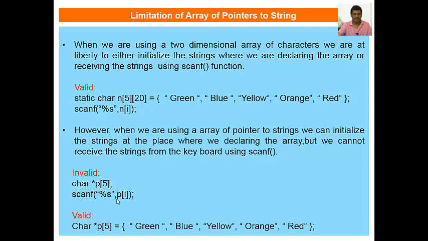Each and every location of the p array can store the address of a character, but we cannot get input this way. This is invalid. Through a character pointer array, we can initialize like char *p[i] at the time of declaration, directly initializing green, blue, yellow, orange, red. It is a valid one.